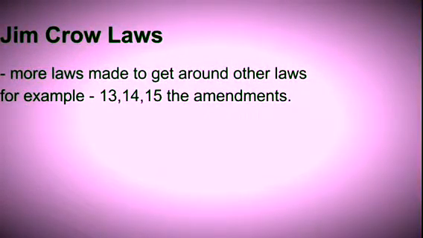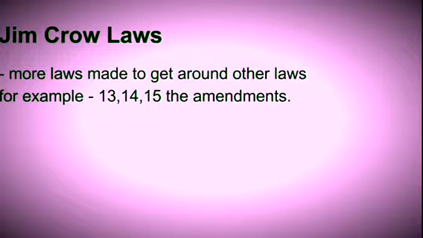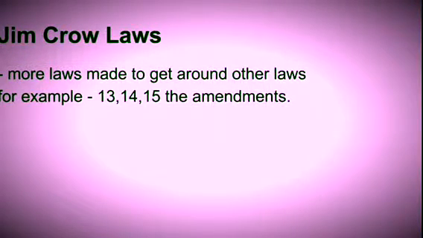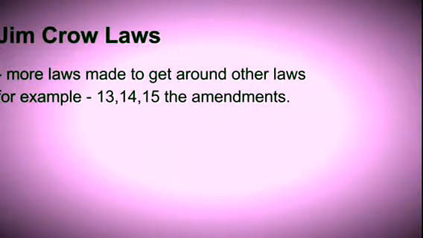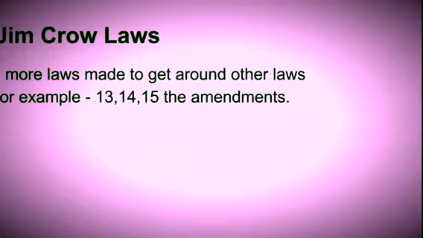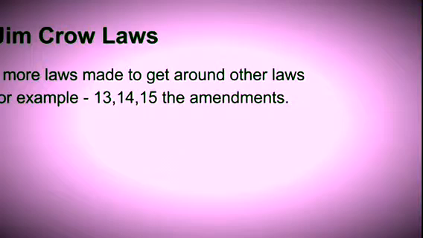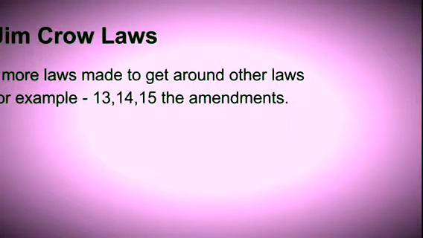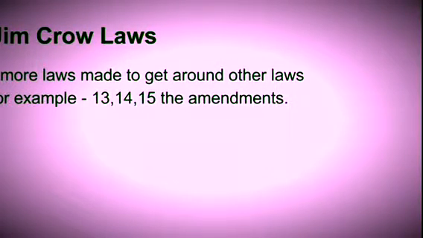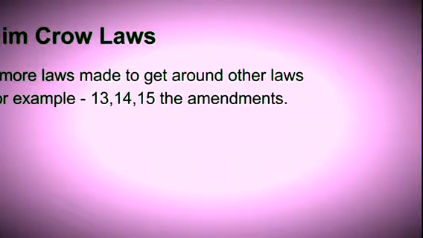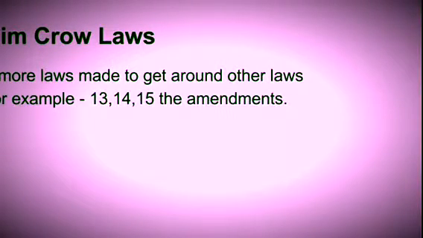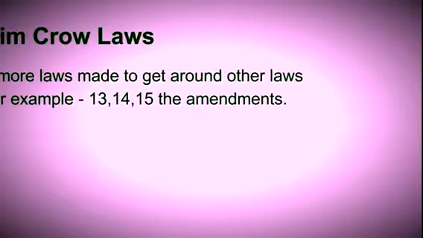The Jim Crow laws, more laws made to get around other laws. For example, the 13th, 14th, and 15th Amendments they would get around by making the voting laws harder. There was a reading or sight test that you had to do, and not many African Americans knew how to read. They would give Black voters more important documents that were harder to understand, and they would give the whites easier things to understand so they could vote.